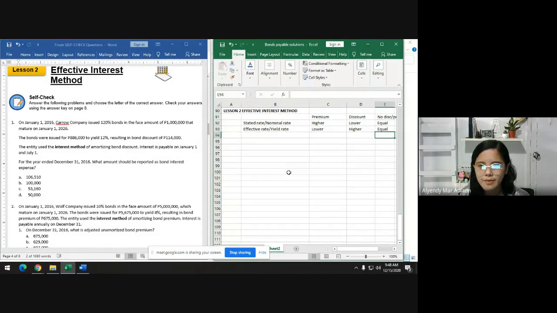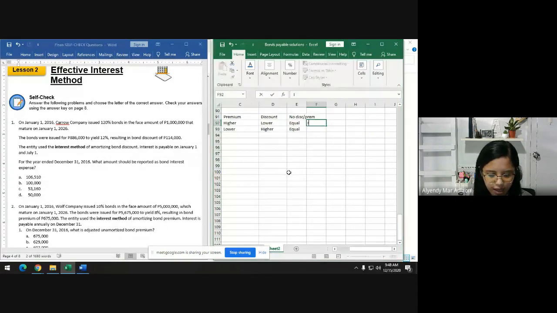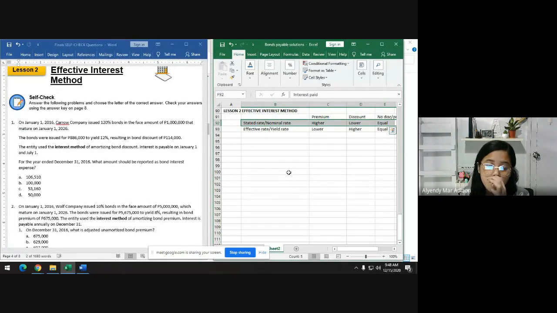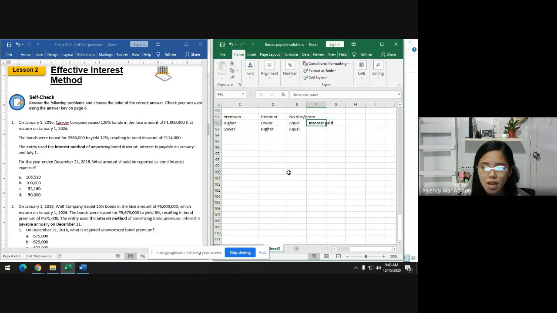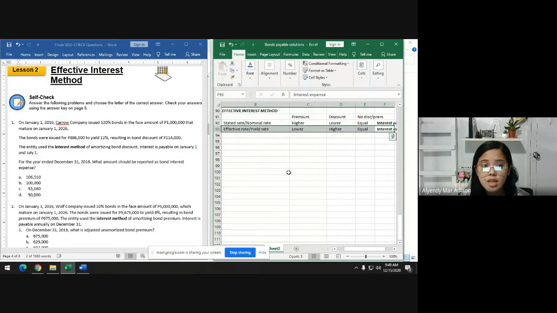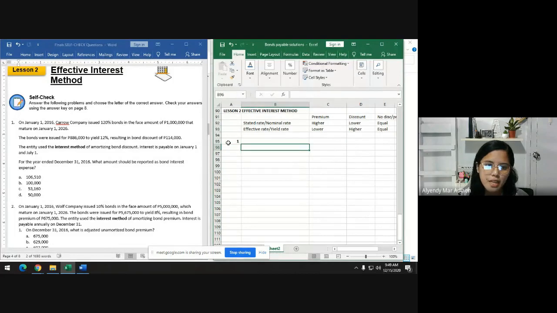So what is this for? The stated rate is the basis for the interest paid. That's why earlier, in computing for the accrued interest payable, we based on the stated rate. But the effective rate is the basis in computing the interest expense. That's why, when the question is interest expense, do not use the stated rate, but rather the effective rate. Okay? So let's start answering number 1 with explanation.